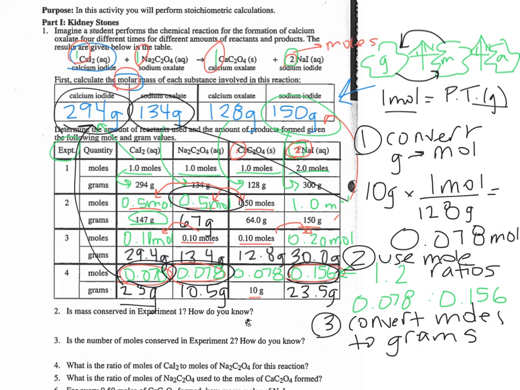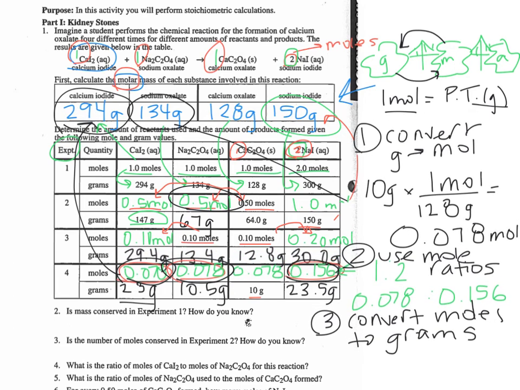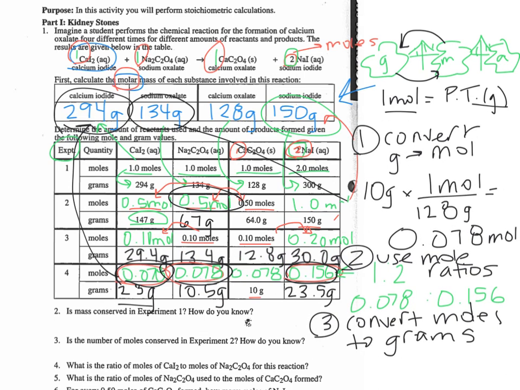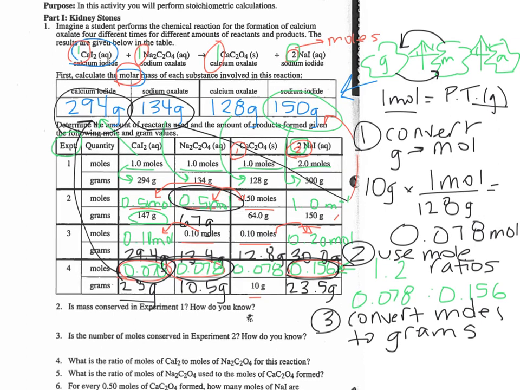Okay, so the only thing that I'd like to do is to go over number 2 and 3 with you. So question number 2 says, is mass conserved in experiment number 1? So what it means is, is the mass the same on the reactant side and the product side? So is the law of conservation of matter being followed in this case?